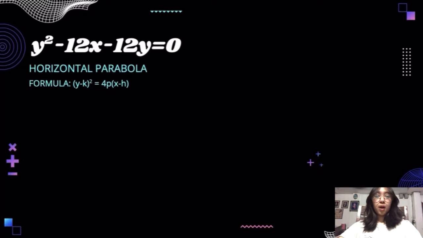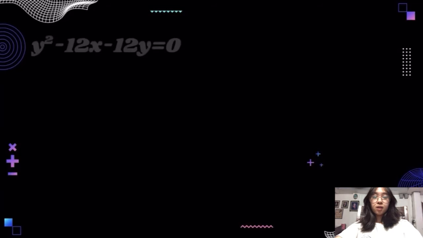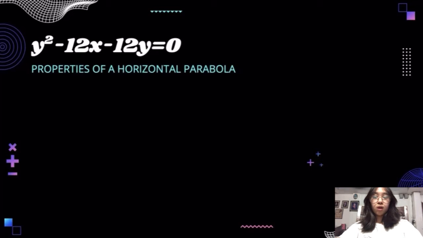So, to go through the process of completing the square, we have y squared minus 12y plus 36 is equal to 12x plus 36. Since we added 36 on the left-hand side, we also need to add it on the right-hand side. Now, we need to factor y and factor x. So, y minus 6 squared is equal to 12x plus 3. After we solve for the standard equation, we now need to solve for the properties of this parabola.